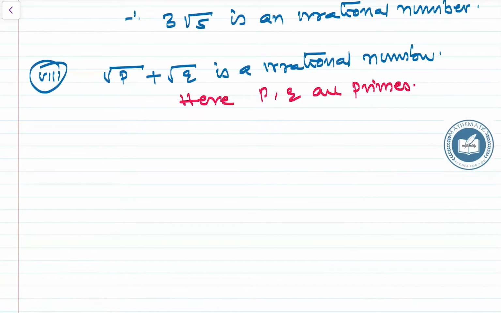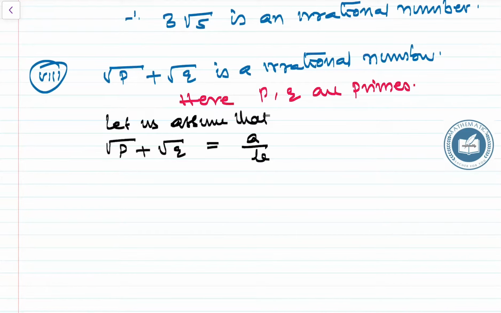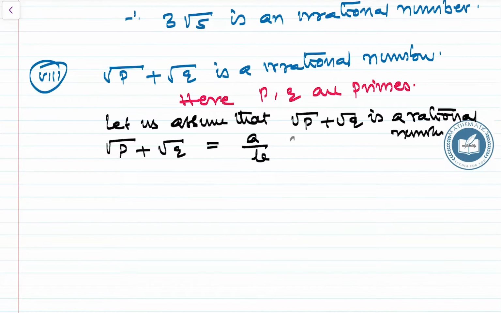So here also we have to follow the contradiction method. Already the condition is given, p and q are primes. The same process we can follow here. Root p plus root q equal to a upon b. Let us assume that root p plus root q is a rational number.